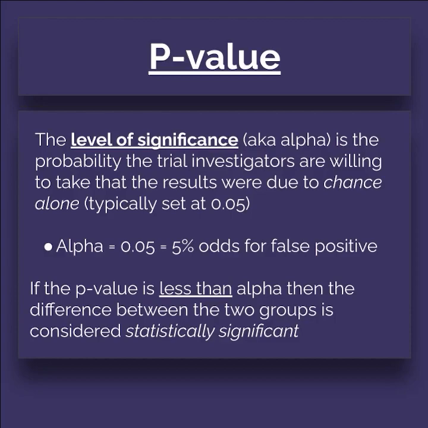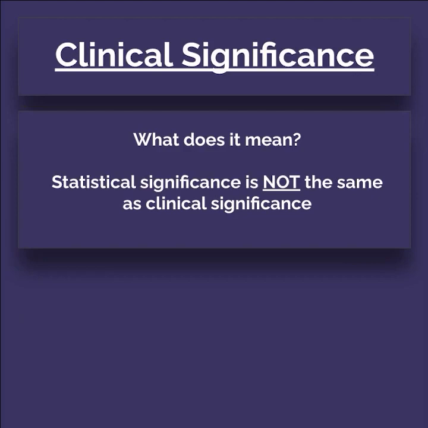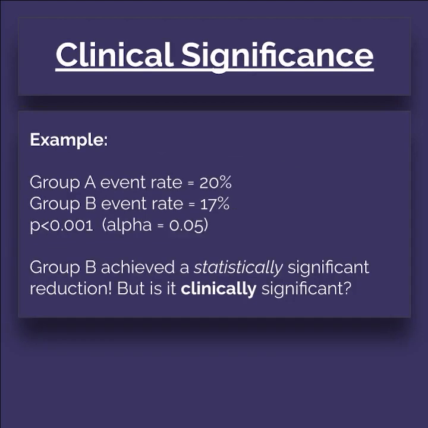If the p-value is less than alpha, then the outcome is considered statistically significant, because the probability that it occurred due to chance is less than the accepted risk. Clinical significance, on the other hand, is a little harder to define, because it deals with so many factors, which we'll go into. But the most important concept to recognize is that statistical significance does not automatically translate to clinical significance. For example, in this trial, we have two groups with event rates of 20% in Group A and 17% in Group B. The p-value is less than alpha, so the trial can claim a statistically significant reduction.